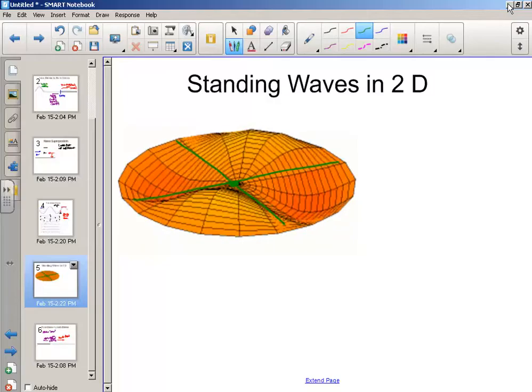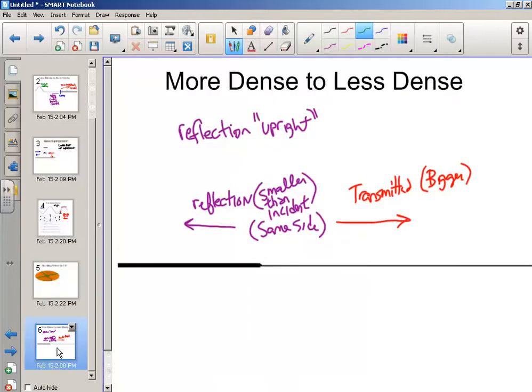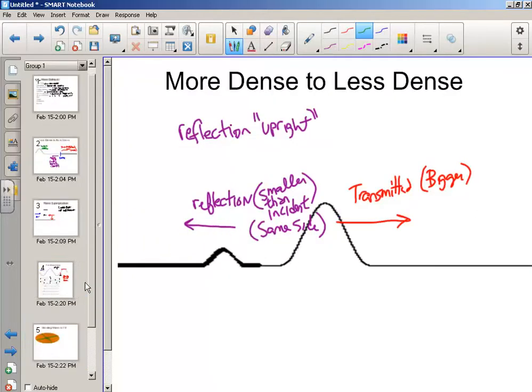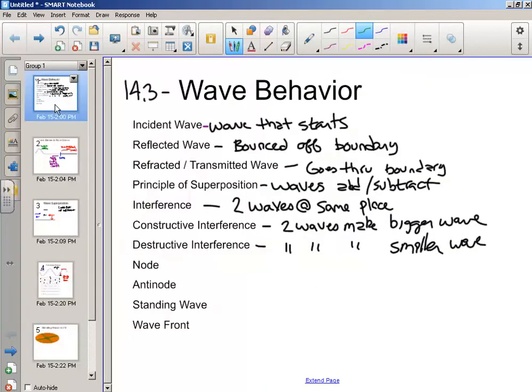So we can have standing waves. So node, no movement. Antinode, maximum movement. Standing wave, wavefront. We'll leave wavefront off of this for right now.